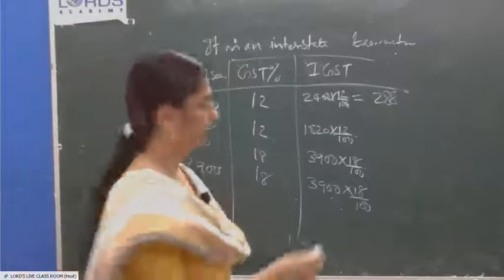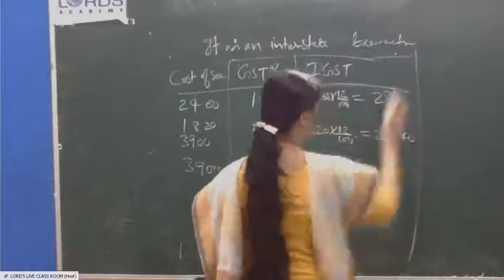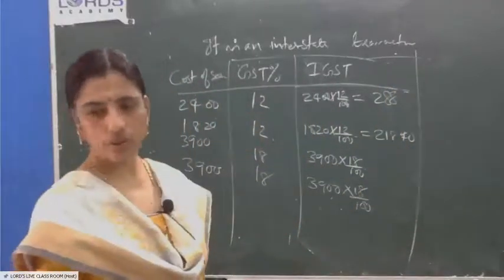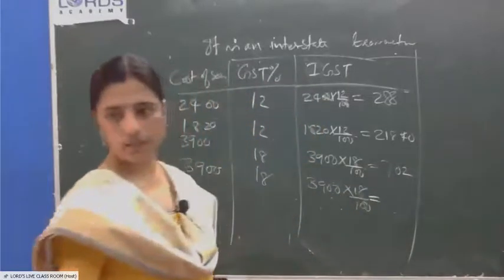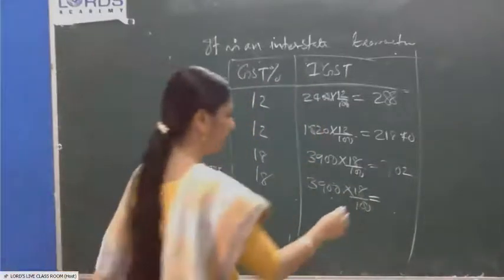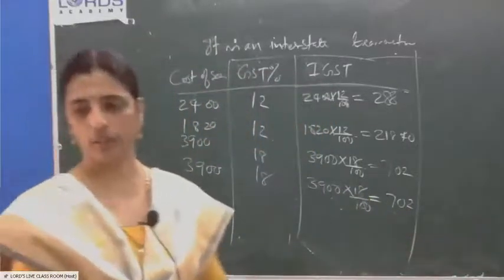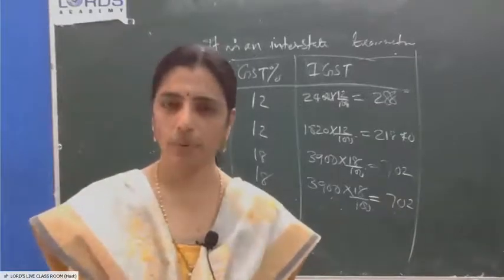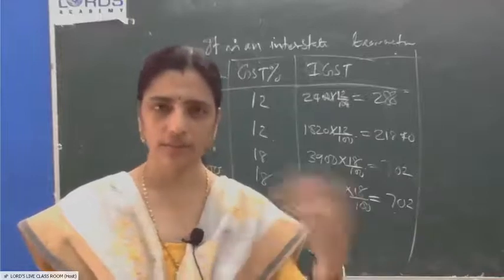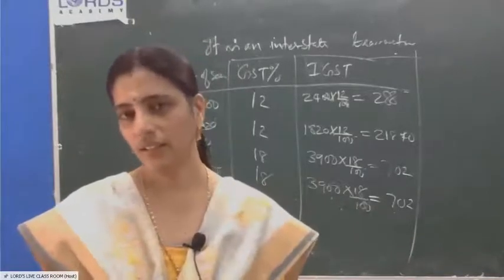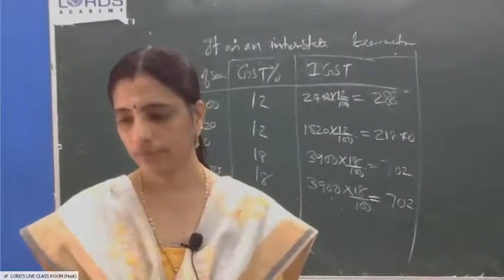Okay. This is decimal, 218.40. This is 702 and this is again 702. Oh, same amount. So, no need to find 702 again. For this type of questions, don't waste much time in the exam. The columns and amounts are repeating, so we can write easily.